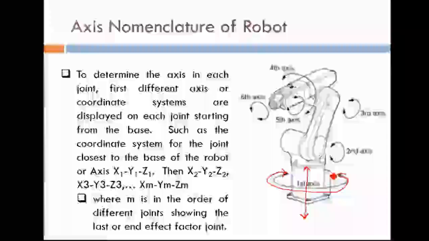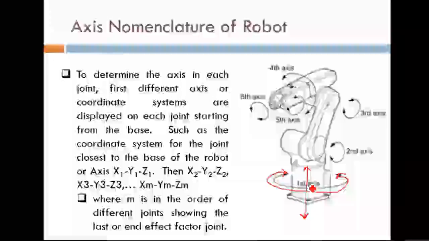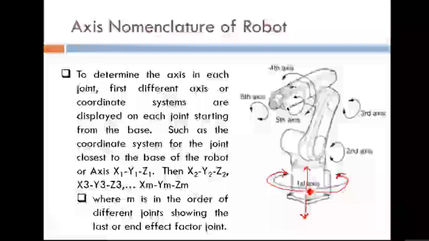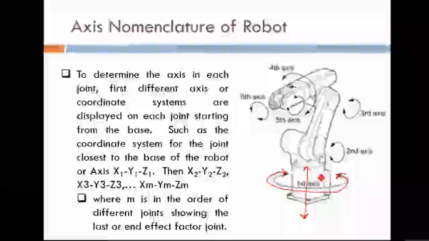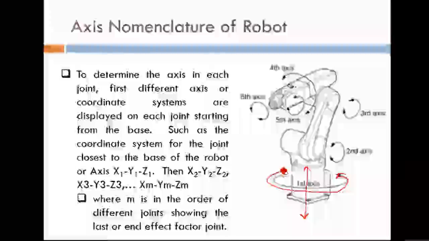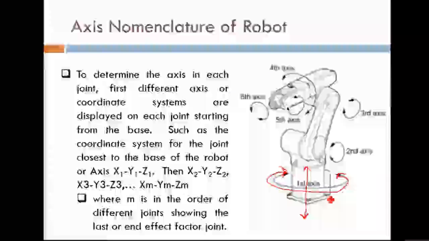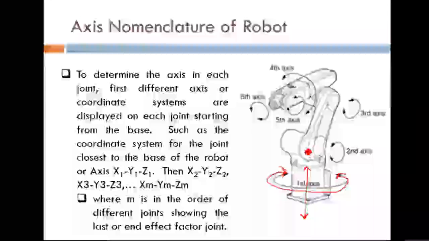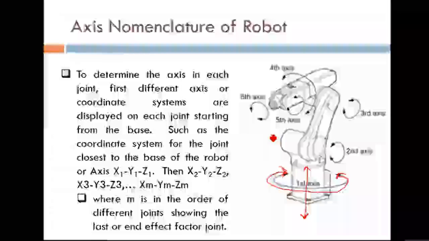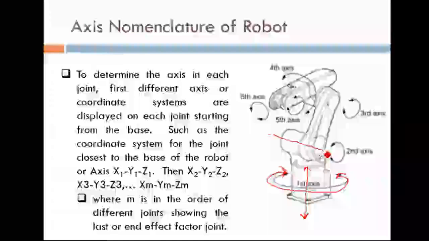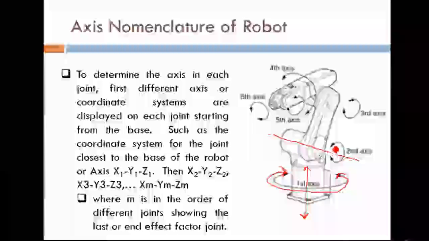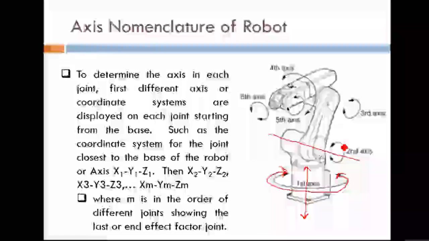Each and every joint has 6 degrees of freedom. From the 6 degrees of freedom, the first joint uses 1 degree of freedom, which is the rotary motion. Now we go to the second joint. We move upward. Here is the second joint. This is the second axis, and its motion is rotary motion.